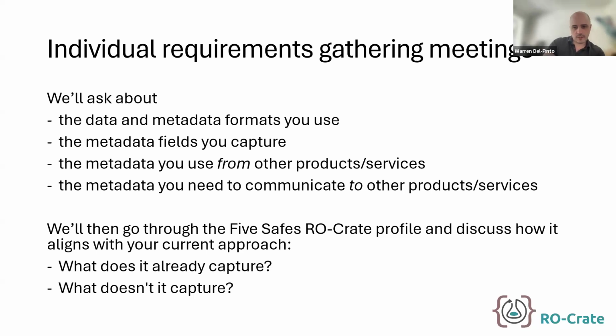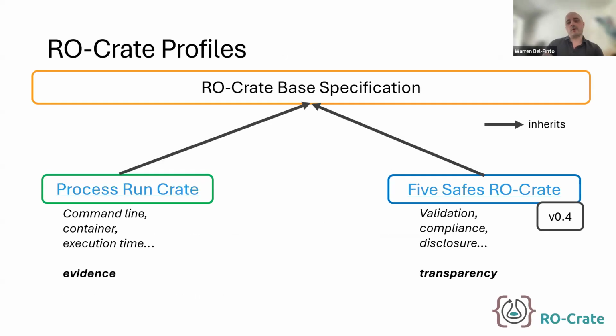Profiles, again, if I can move the slide along. So we mentioned those two profiles earlier. We discussed the Process Run Crate, which is more about implicit workflows. So there's the Workflow Run Crate that was discussed with 5 Safes, but Process Run is a more general case of gathering evidence in the absence of an explicit workflow necessarily. And then you have the 5 Safes Crates, which is more about transparency and processes, compliance, disclosure, etc.